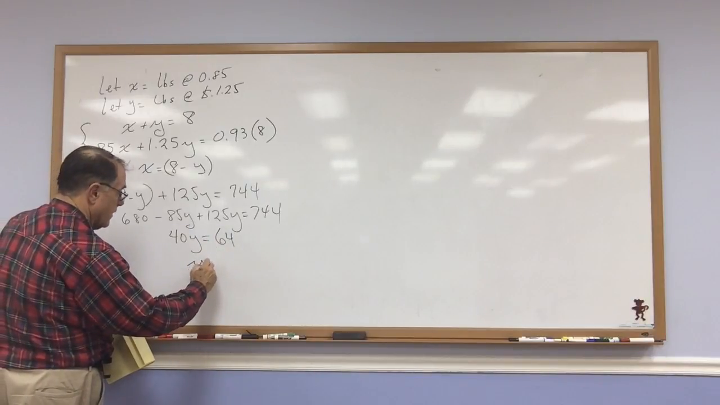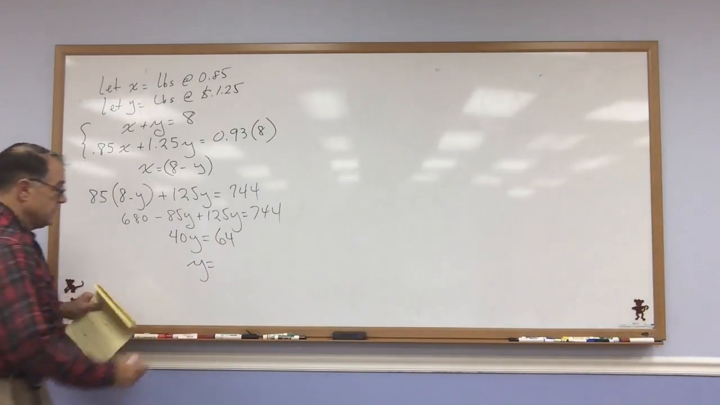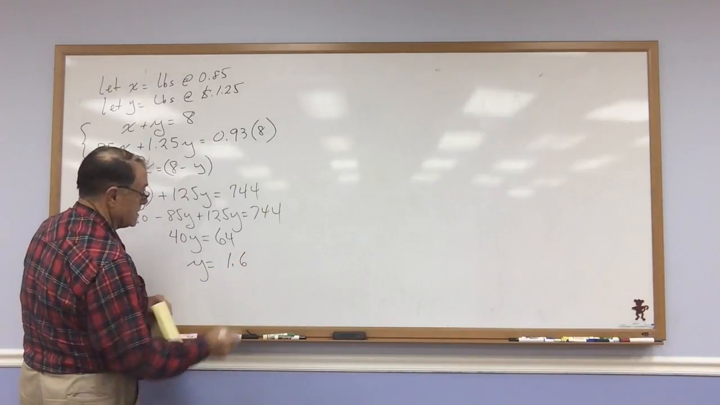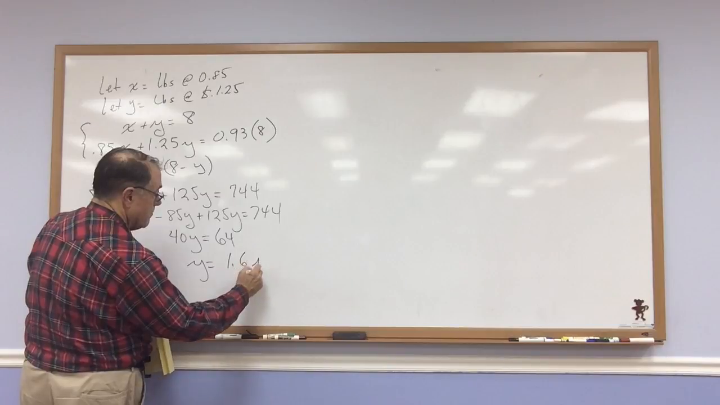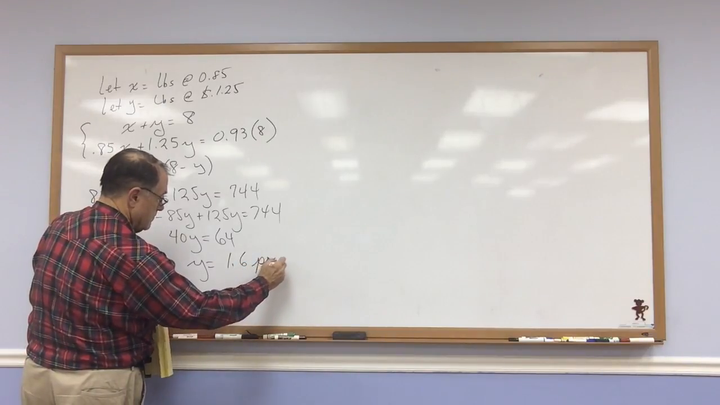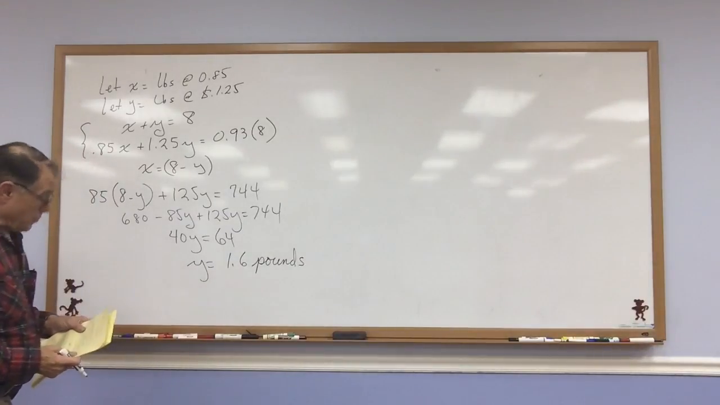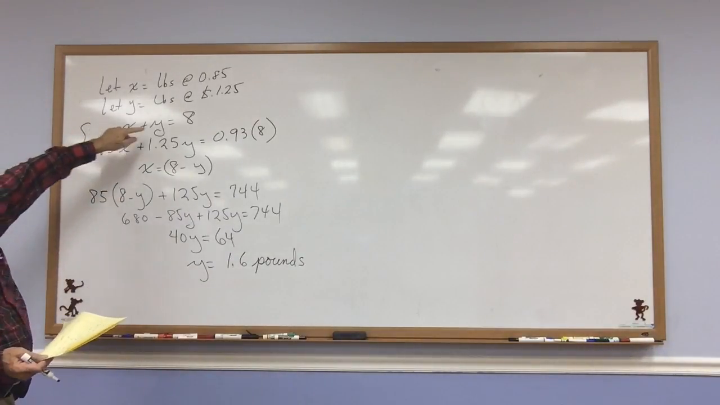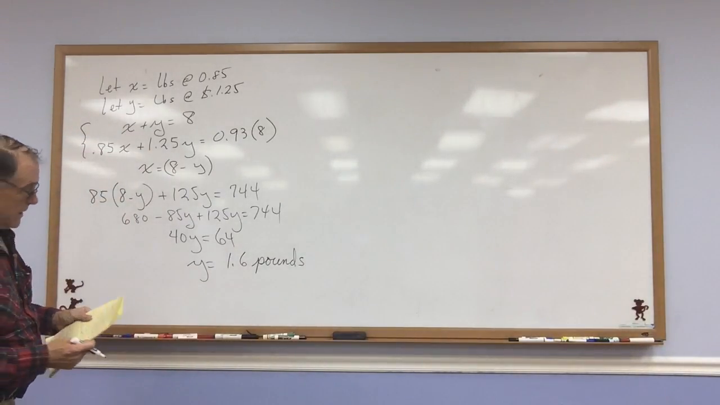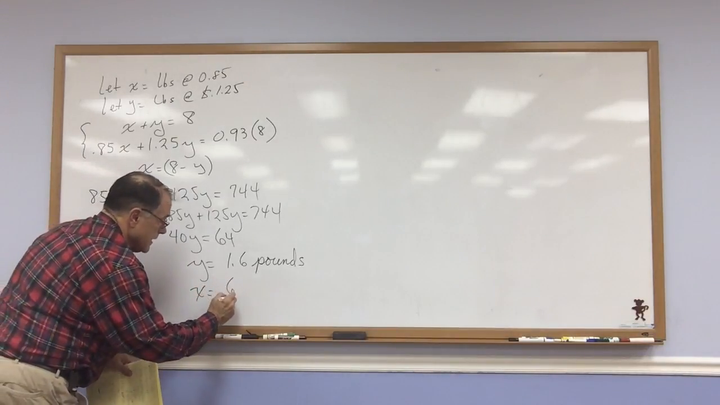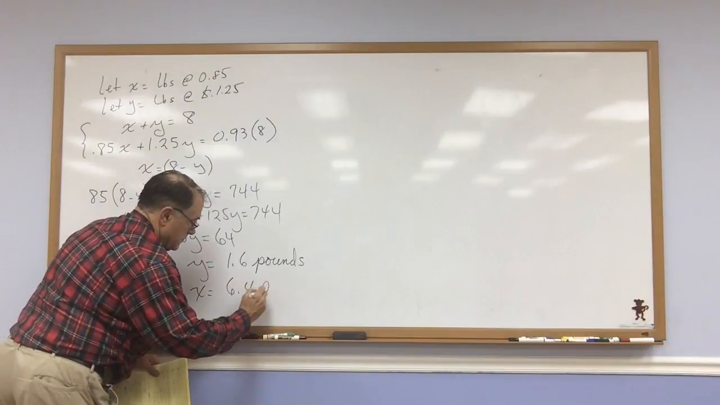And dividing by 40 then, Y is equal to 1.6 pounds. And if Y is 1.6 pounds and X plus Y is 8 pounds, then X will be 6.4 pounds.